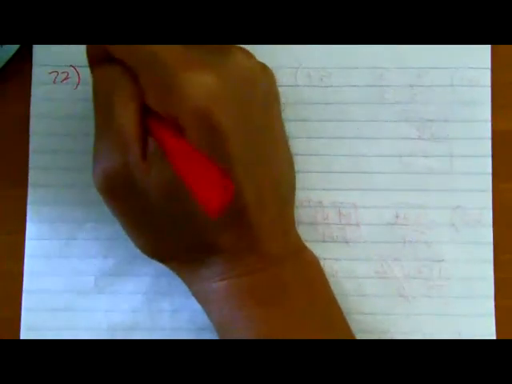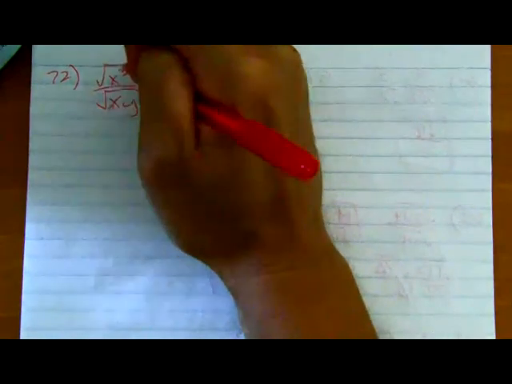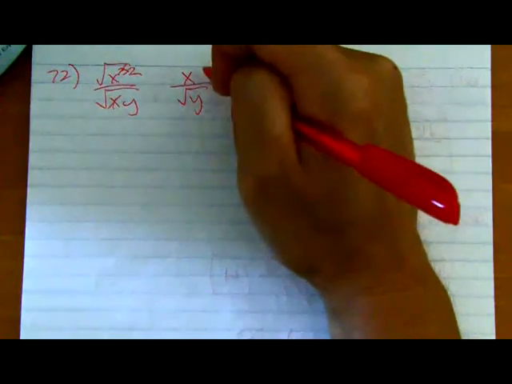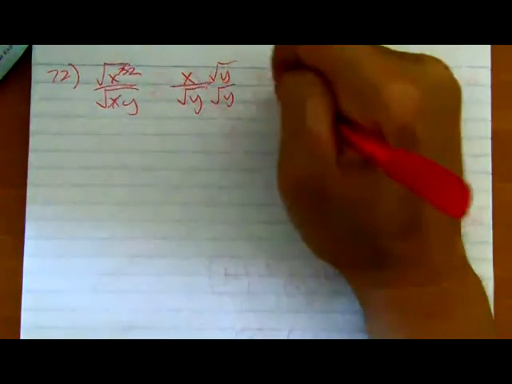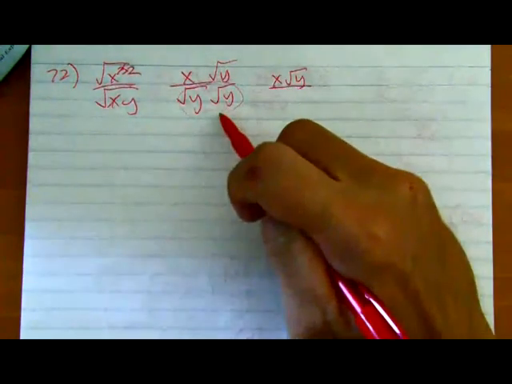Number 72. 72 says radical x to the third over radical xy. We can simplify the fraction. This will cancel out one of them. Now it's x to the second. So square root of x to the second is just x. We still have a radical y in the denominator though. We need to rationalize. Multiply top and bottom by radical y. X radical y, this is y squared. The square root of y squared is just y.